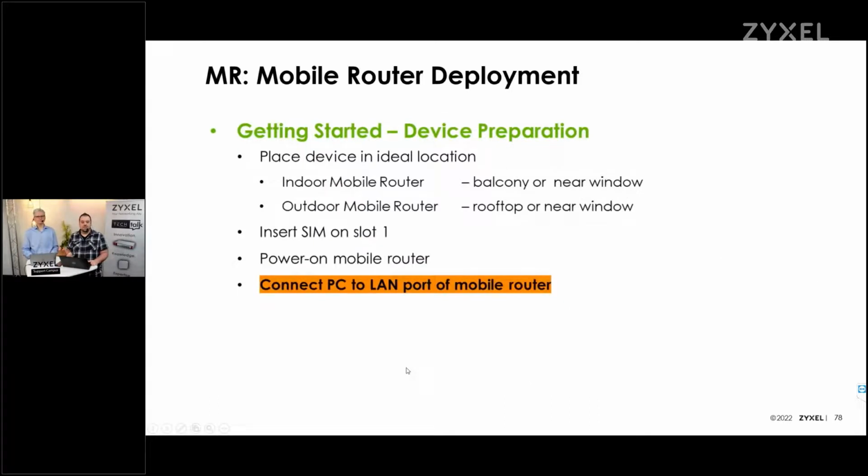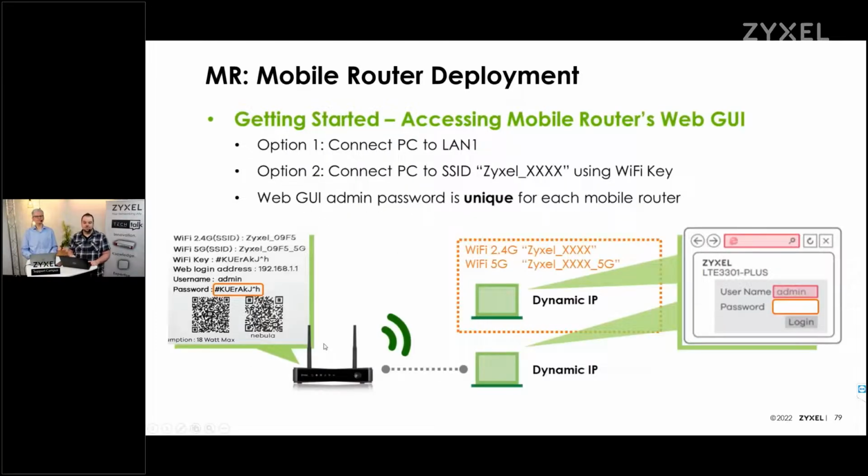To start, you need to place this device near a balcony, for example, or even outdoors. Insert your provider SIM card, power on this mobile router, and then you can first connect a LAN port to this device or even use the built-in Wi-Fi for configuration. The Wi-Fi information is on the device at the bottom. Every device has a different password, so please check the label.